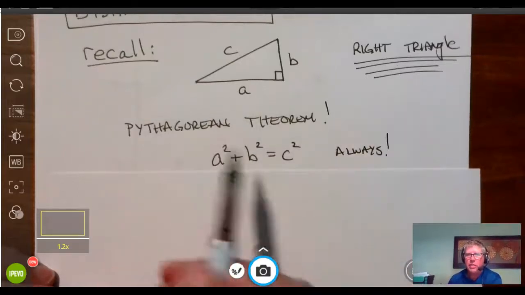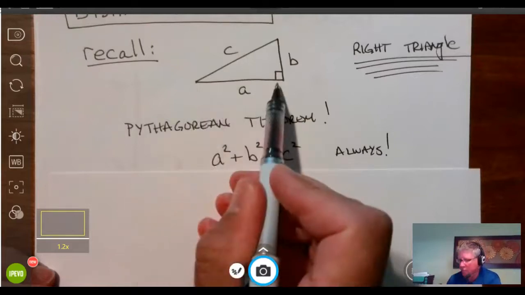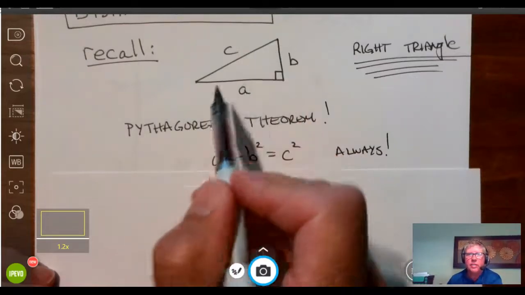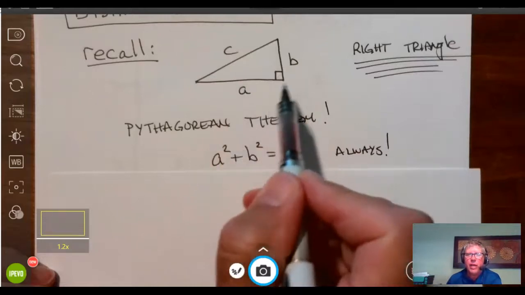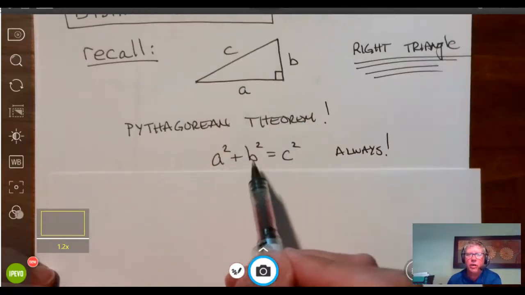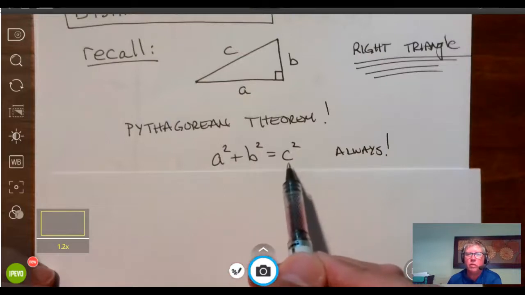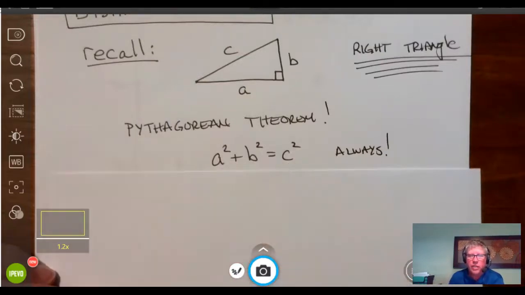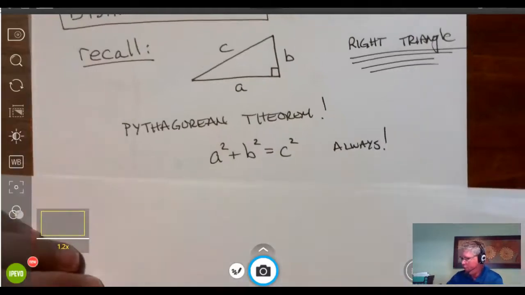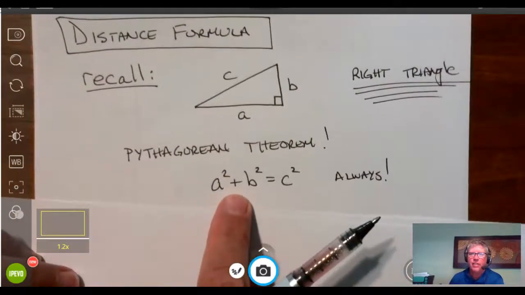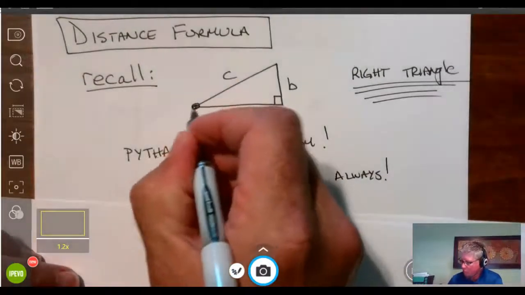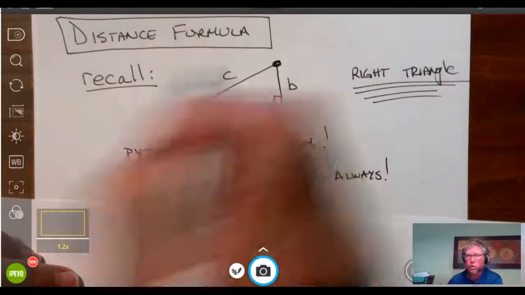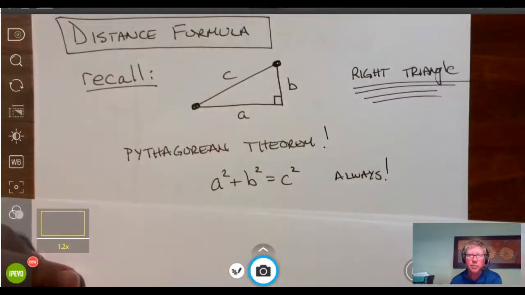But what is a, b, and c? A is the length of this, b is the length of this, and c is the length of that. If it's a right angle, then that length squared plus that length squared will always equal the longest length squared. The fancy word for that longest length is the hypotenuse. We're going to use this idea to find the distance between two points, because my two points might be from here to here. What is the distance between those two points? That distance is length c. So we'll see if that helps.